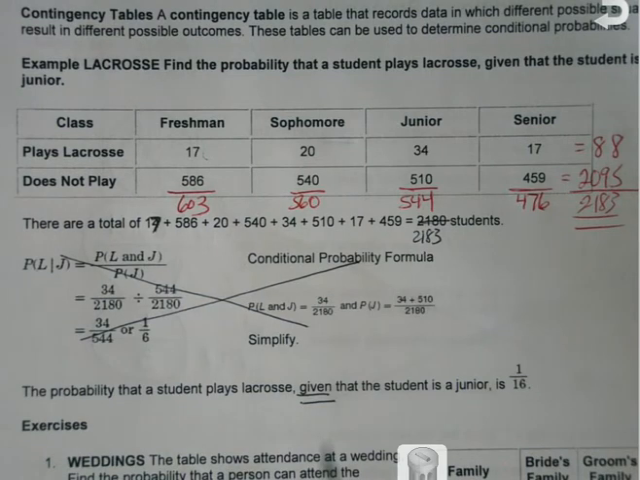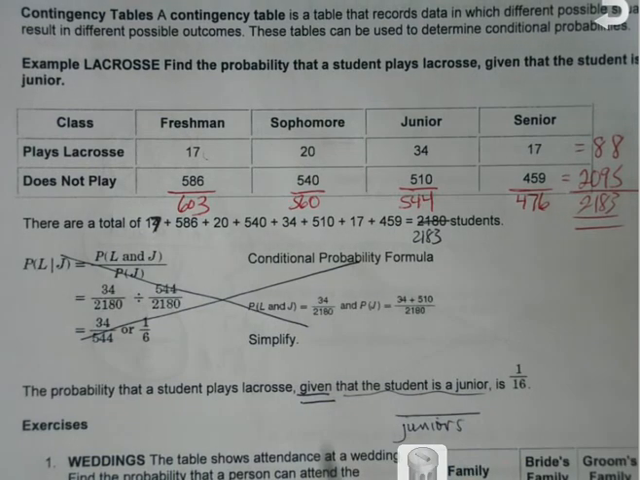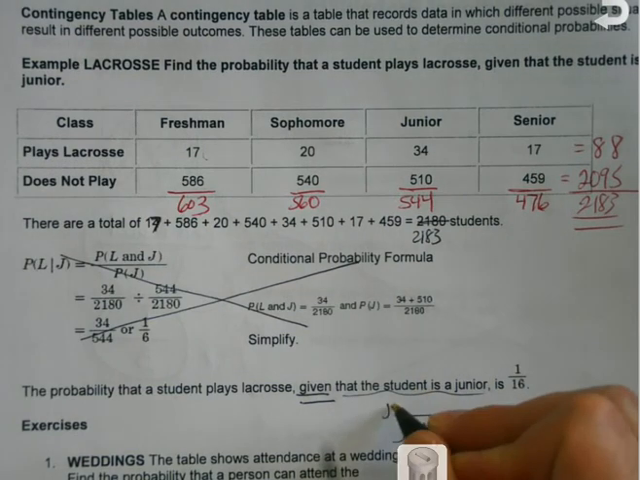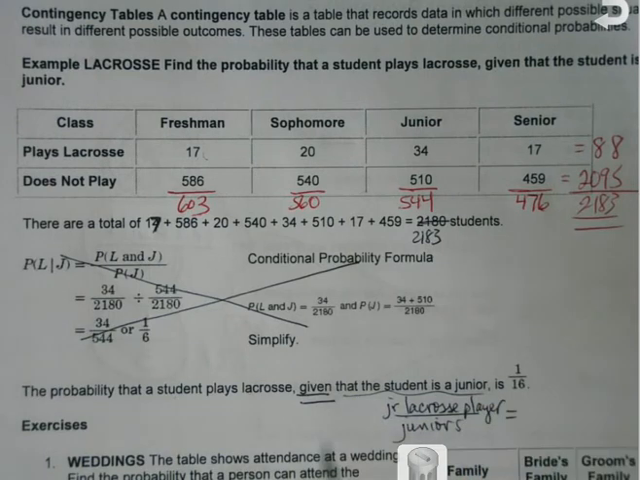We still look at what's after that. Okay, so we're going to be looking at the juniors. That's my given. Probability that they play lacrosse, given they're a junior. So this would be a junior lacrosse player. That's what would go on the top of my fraction.